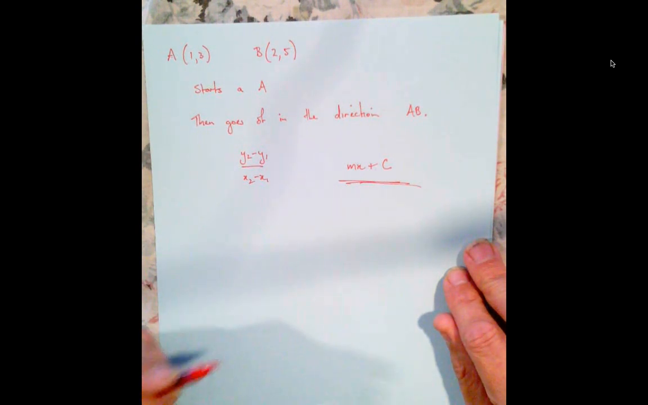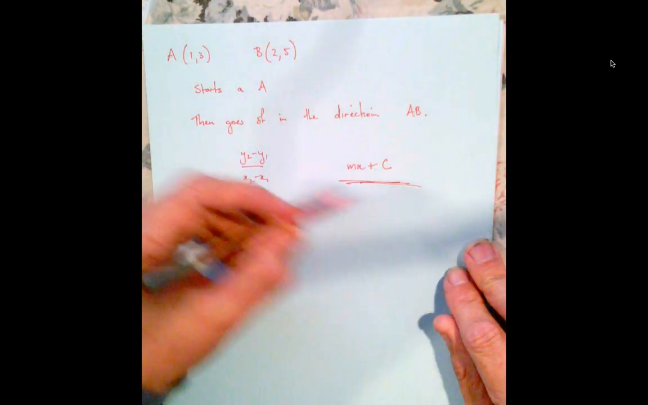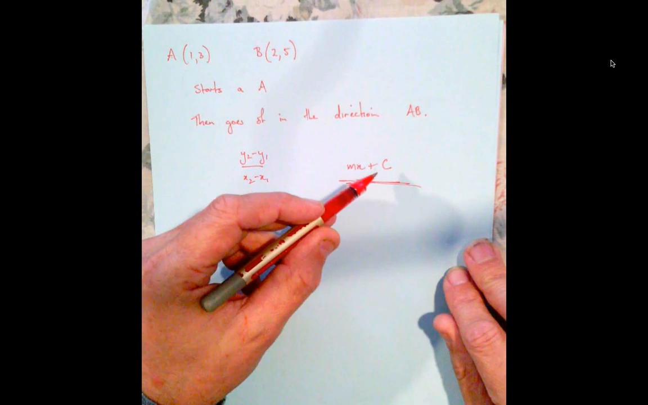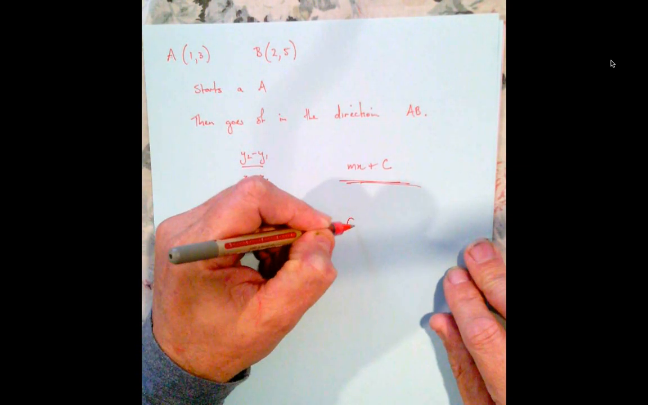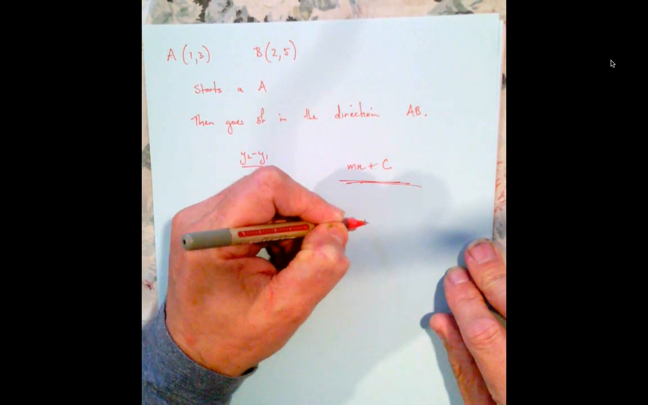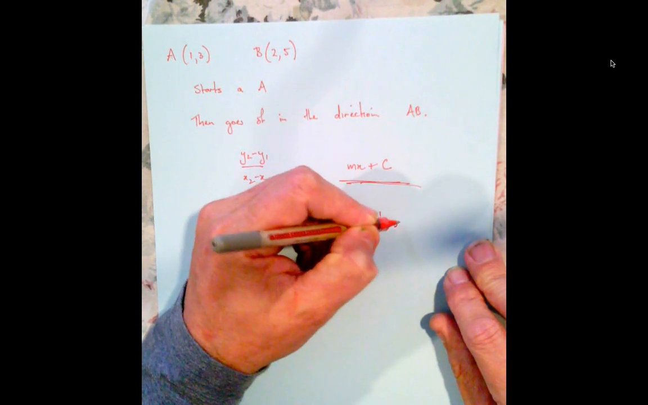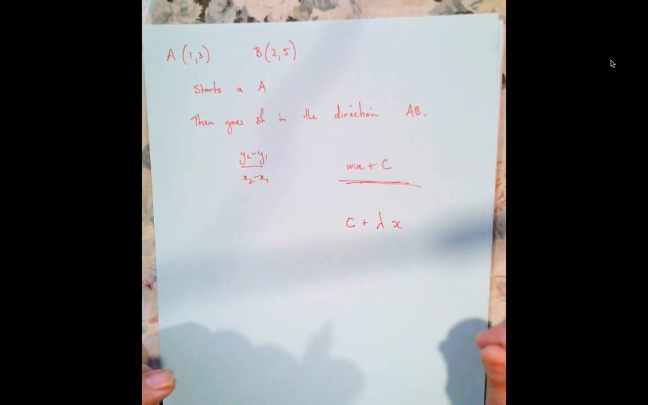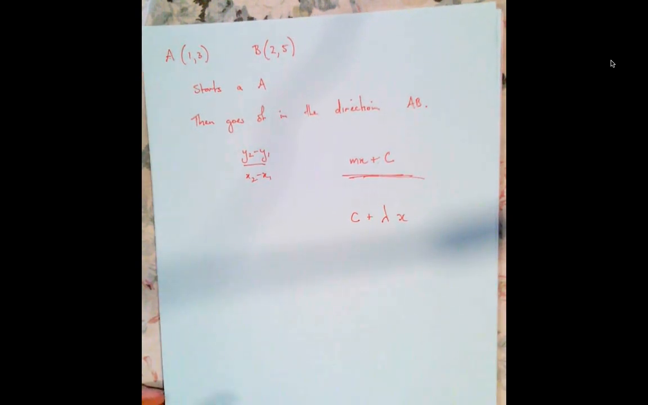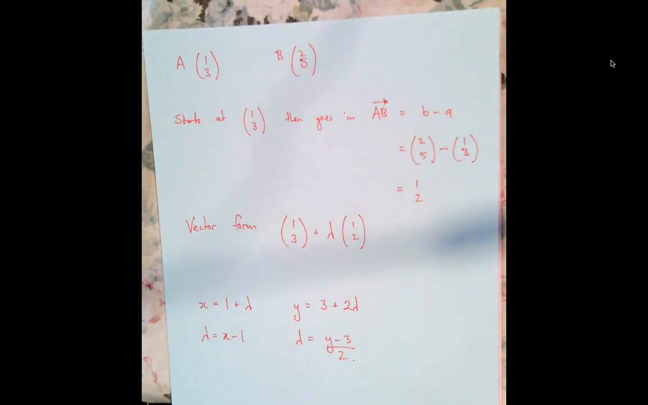Now, when we're dealing with vectors, often we'll write pretty much this in exactly the same form, but it'll end up being c plus lambda x. And c and x are slightly different, but pretty much that's what we're looking for. So let's look at it in terms of vectors. And again, we'll start with a nice simple 2 by 2.